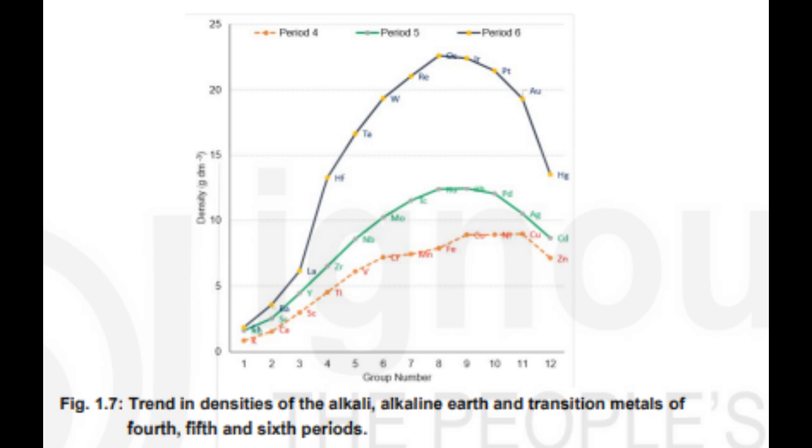Thus, the differences in properties between the first row and second row elements are much greater than the differences between the second and third row elements. The effects of the lanthanoid contraction are less seen towards the right of the d block.